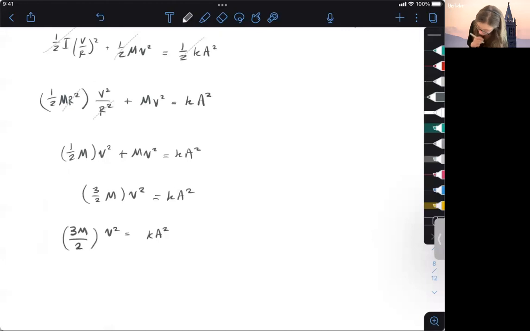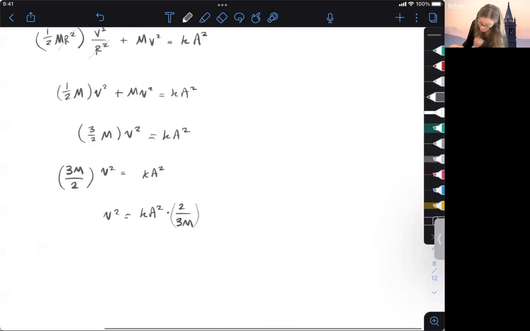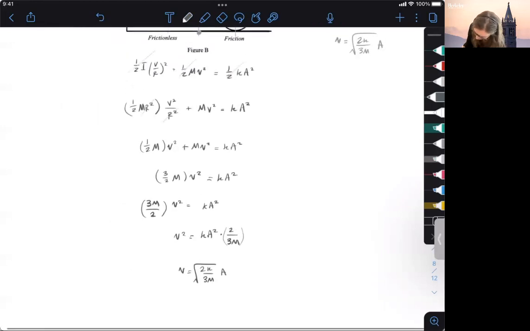Just be careful when you're dividing your fractions because I see a lot of errors like this. Ka squared and then times, sorry, I'm flipping this because I'm dividing the other side, right? 2 over 3m. So I want to divide the other side by 2 over 3m. Then I'm going to take the square root of both sides, and I can pull that a term to the outside because it's squared. So I have v is equal to the square root of 2k over 3m times this a. And that is correct.